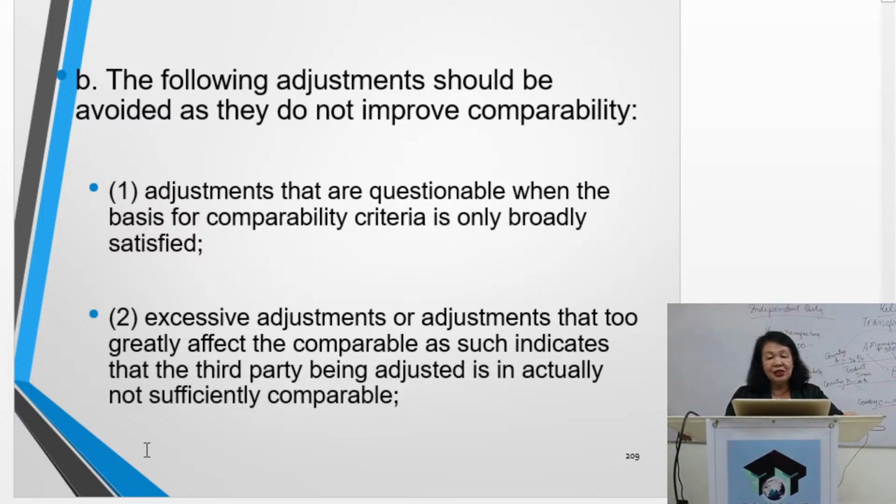Bakit excessive? Sobra-sobra yung adjustment, malayo. Halimbawa, yung isa sobrang laki ng assets, yung isa 1 million lang yung assets, yung isa 100 million. So, hindi sila pwede. O kahit mag-adjust ka pa, napakalayo pa rin ang adjustments na gagawin mo. In short, hindi sila comparable.